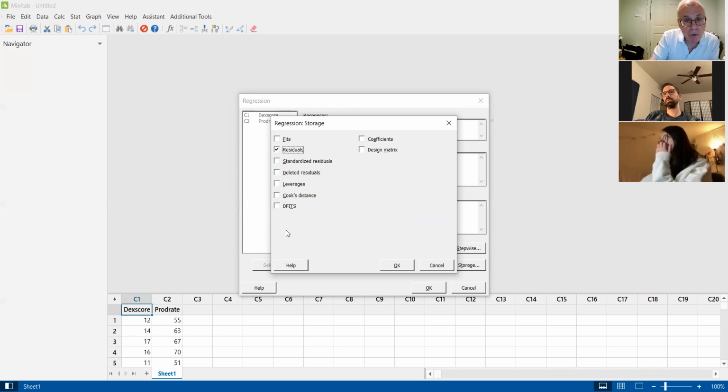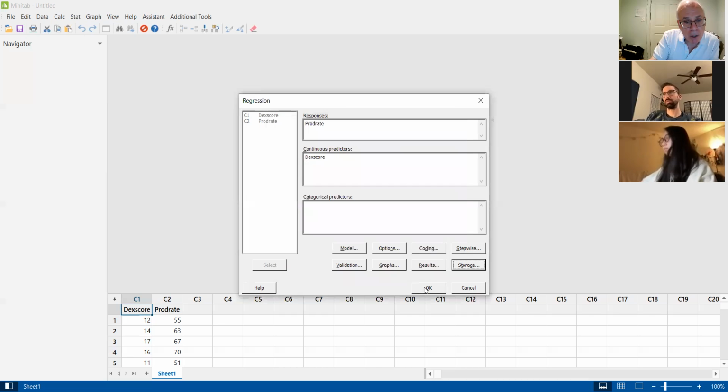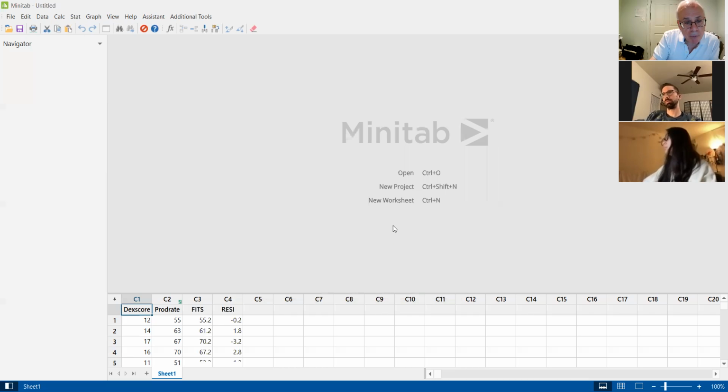The rest of this, I don't think so. It says coefficients here. Coefficients, design matrix. We don't want that. I think fits. Let's see what fits will do. I'm not sure what that does. Let's try fits. All right, I'm going to click OK here. Let's see what happens.